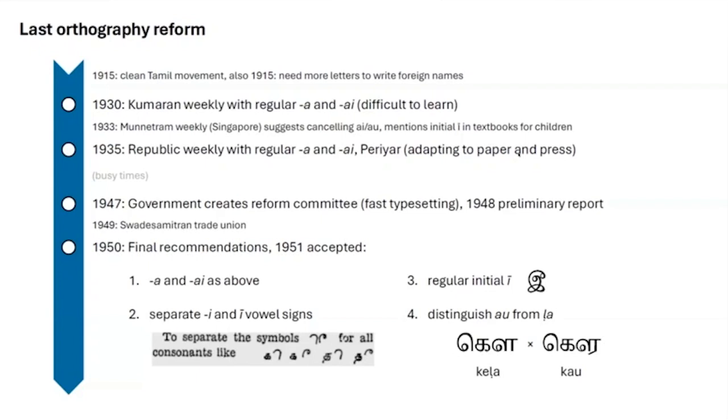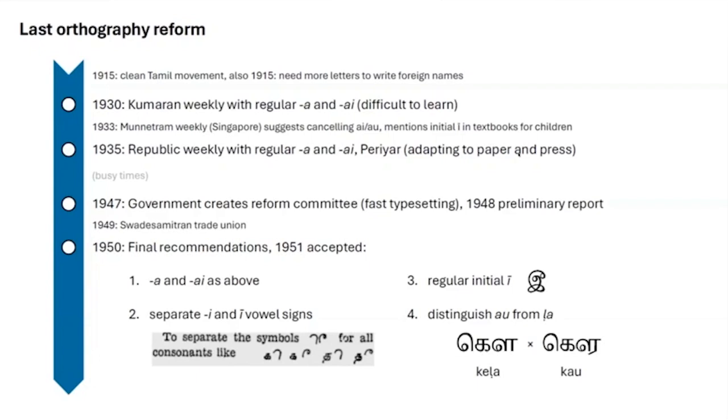In 1930, Kumaran was a magazine, like a weekly newspaper, and at some point it printed the whole first page with the regular R and I, and an article about how these irregularities are difficult for children to learn, and we should get rid of them. We should fix that. And there was some support from other newspapers from Singapore as well, who also added the idea of cancelling the I and OU vowels, and mentions the sort of the long E with the loop to the top, used in textbooks for children again.